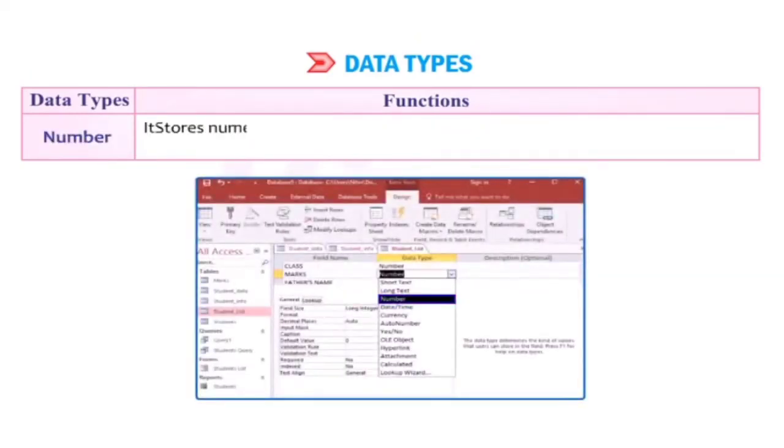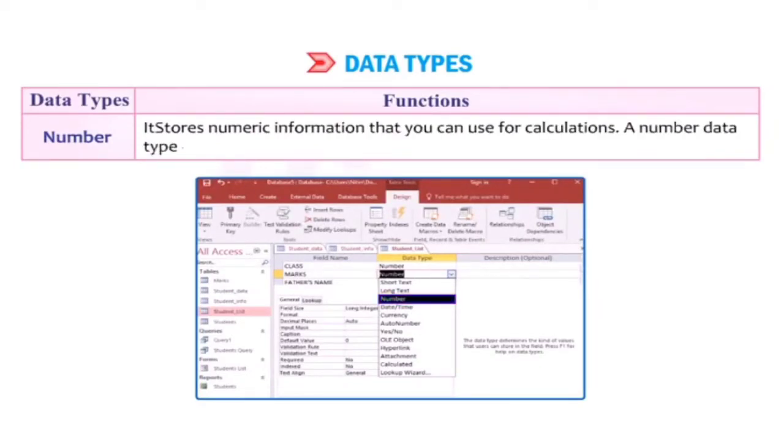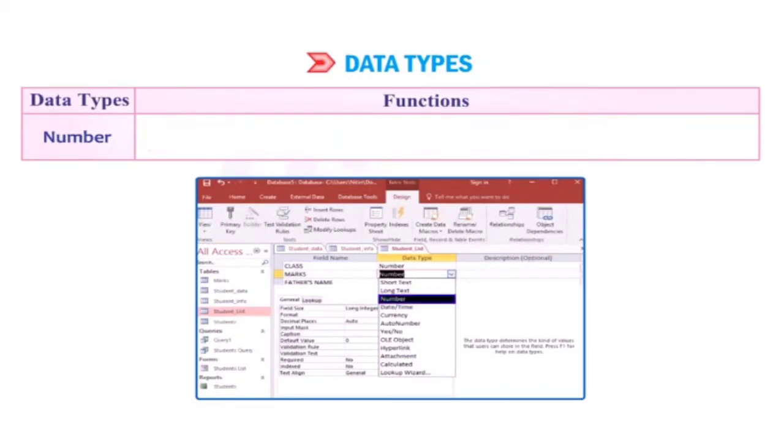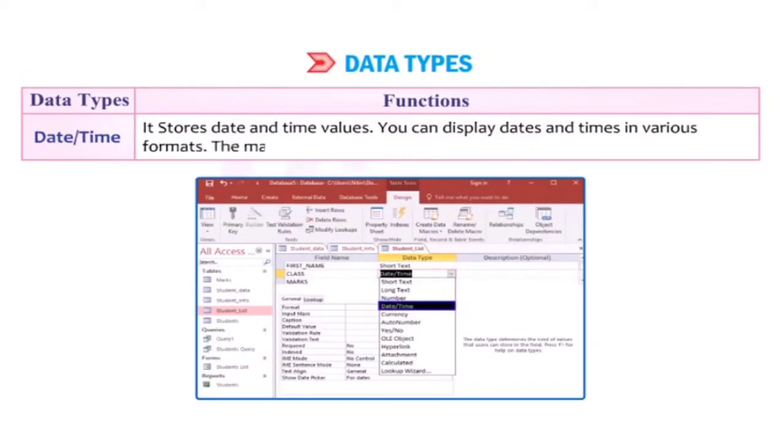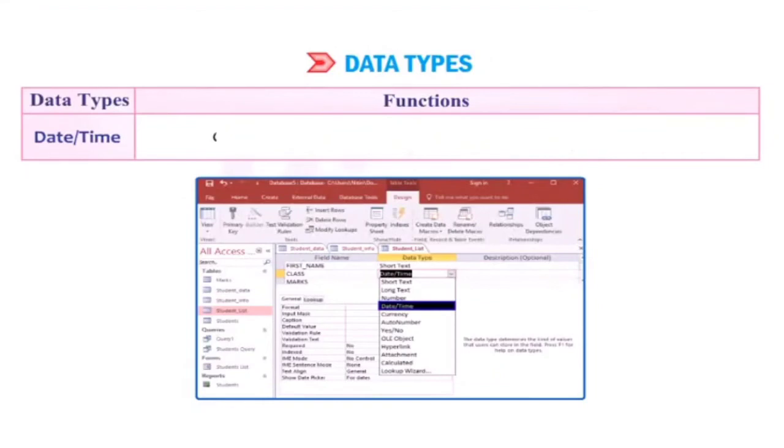Number. It stores numeric information that you can use for calculations. A number data type can store integer values as well as decimal values. The maximum size of a number field can be 16 bytes. Date or time. It stores date and time values. You can display dates and times in various formats. The maximum size used by this data type is 8 bytes. Calculations related to date or time can be done in this field type.